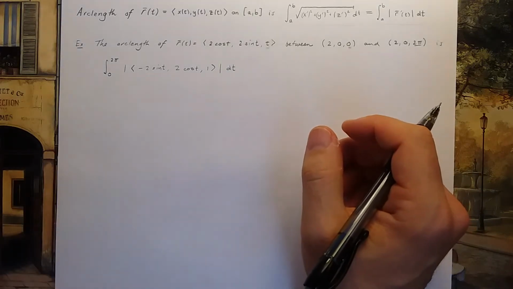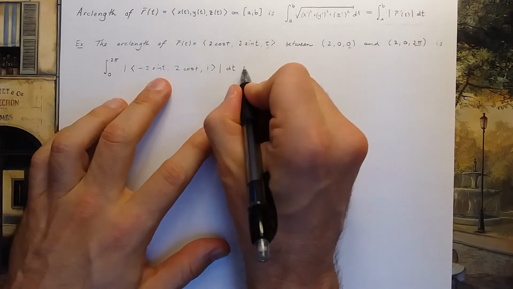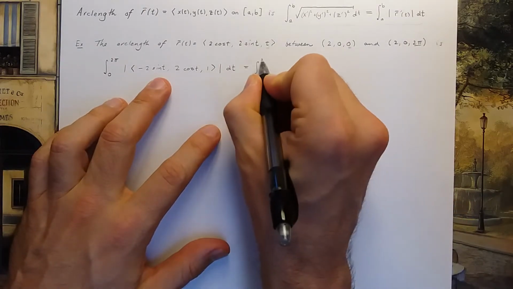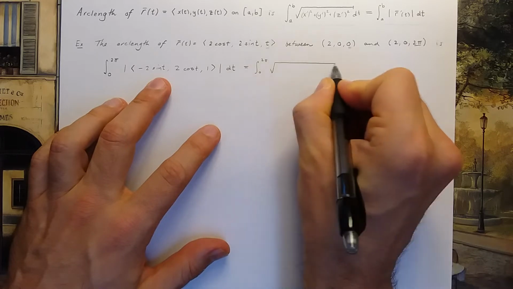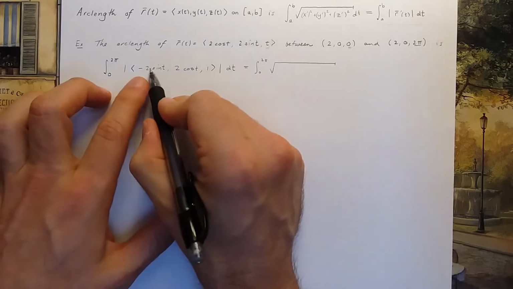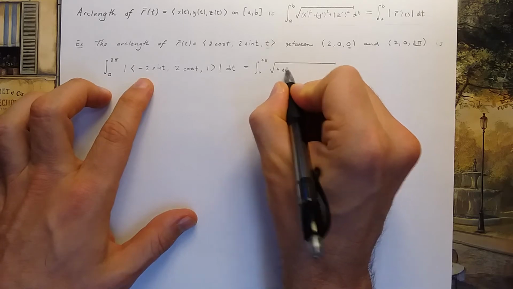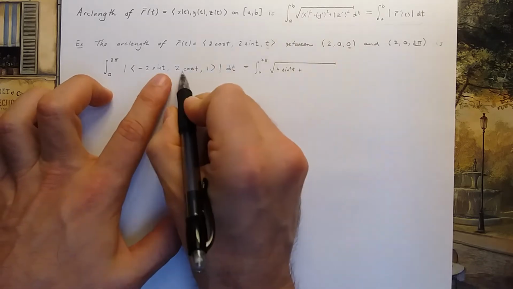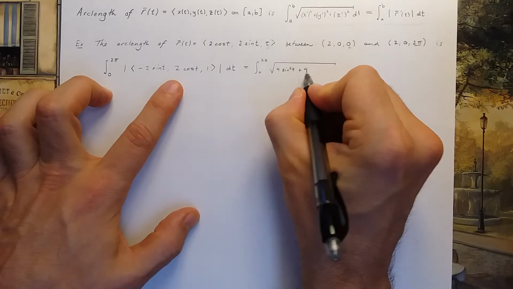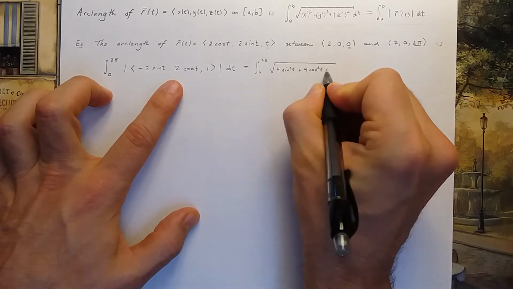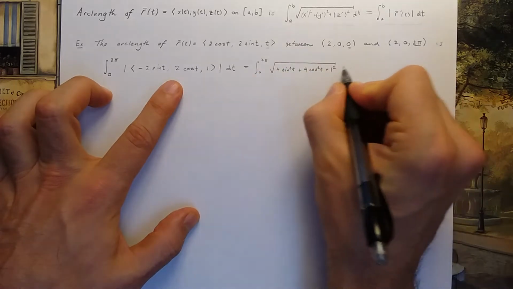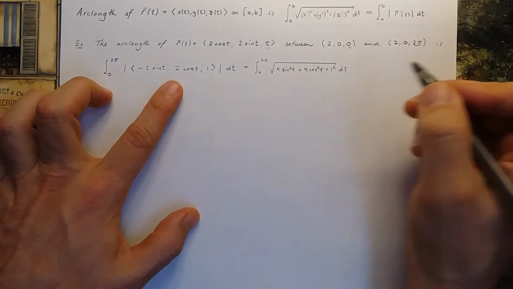Now, the magnitude is the integral from 0 to 2 pi, the square root of negative 2 sine t squared, that I think will give me 4 sine squared t, plus this middle component squared, 4 cosine squared t, plus 1 squared. And I integrate with respect to t.